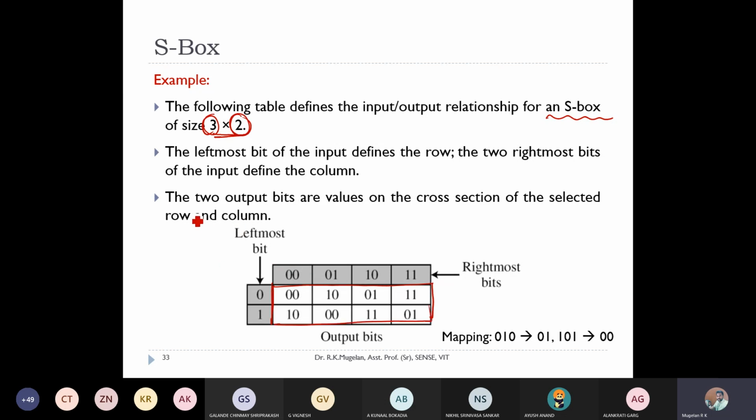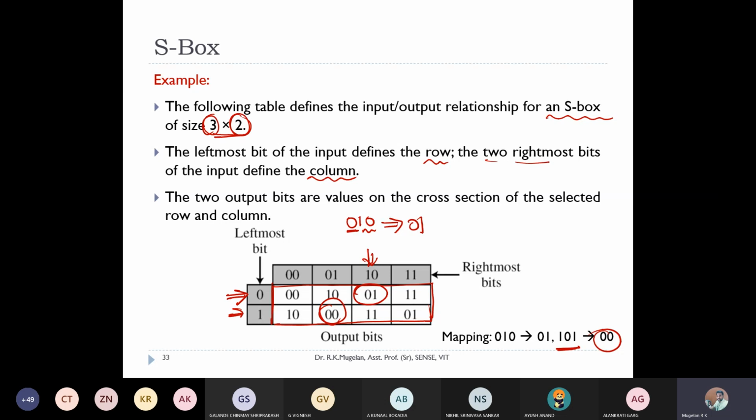Here they say that the leftmost bit of the input defines the row and the 2 rightmost bits define the column. So for example, if I take a value of 0 1 0 as the input, the leftmost bit defines the row, so 0, and the 2 rightmost bits, 1 0, define the column. So this is the column 1 0, and this is the output. When I get 0 1 0, I'll get the output 0 1. Next example again, 1 0 1. Output is 0 0.